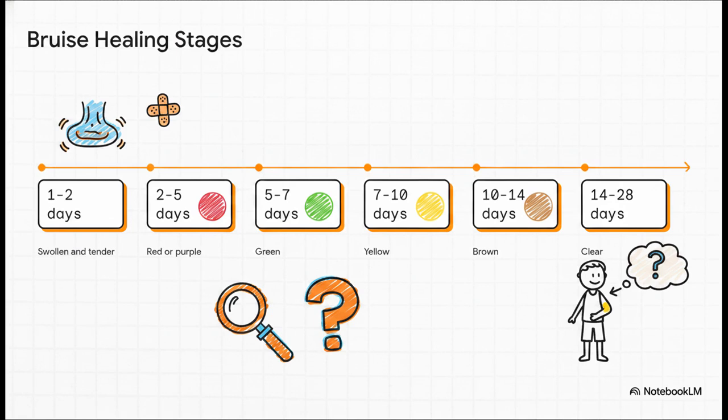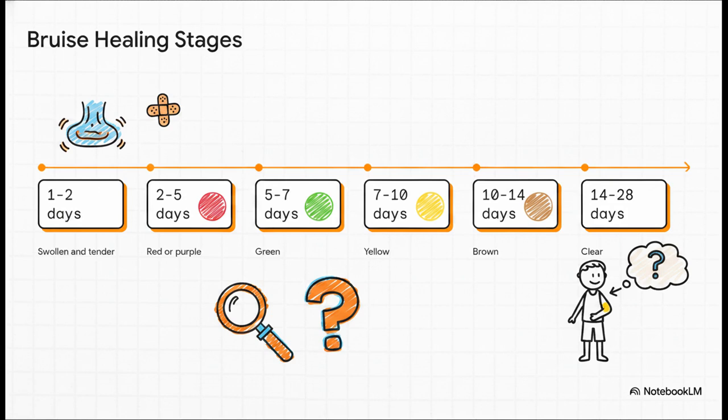Another vital tool for you as a defender is understanding the stages of bruise healing. The text actually highlights this as a major safety alert. Bruises change color in a very predictable way. They are swollen and tender for the first couple of days, turning red or purple by day 5, green by day 7, yellow by day 10, brown up to day 14, and clearing up entirely by about 4 weeks.